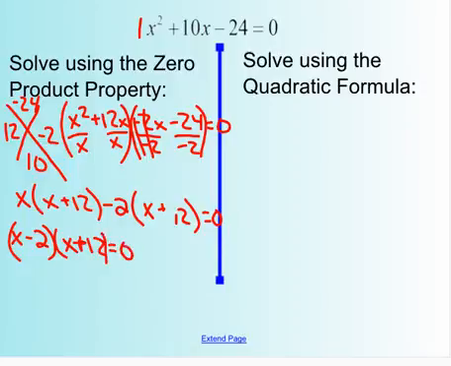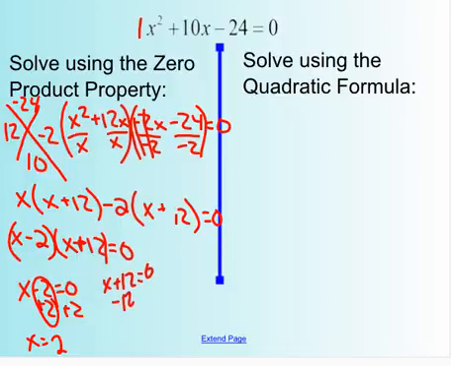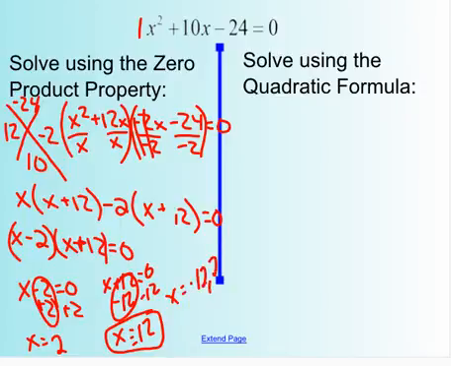equals 0. So I get x minus 2 equals 0, so you add the 2, you're going to get x equals 2. And then x plus 12 equals 0. Subtract the 12, subtract the 12, x equals -12. So x equals -12, comma 2.